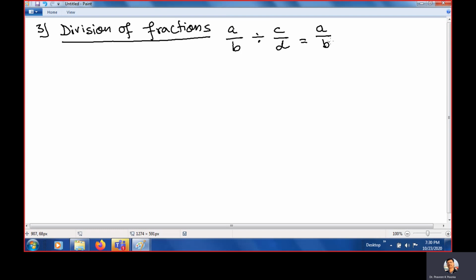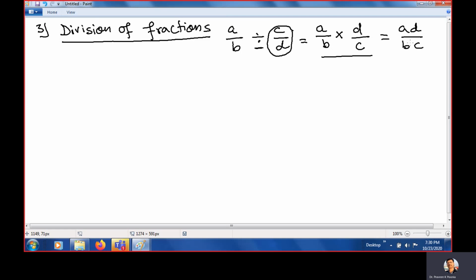We will take a upon b, and we will change this division into multiplication by taking the reciprocal of the second fraction. And how do we take the reciprocal? We change the numerator into the denominator and the denominator into the numerator. And then it is the same as the multiplication we were doing, a times d and b times c.